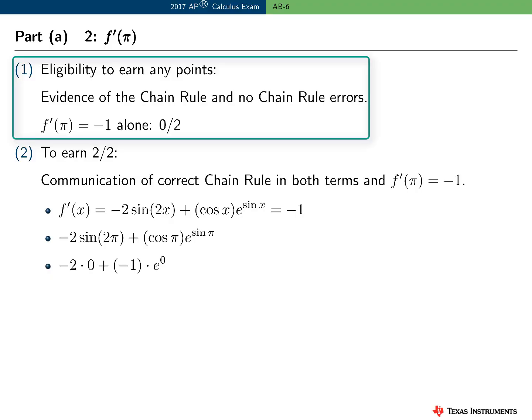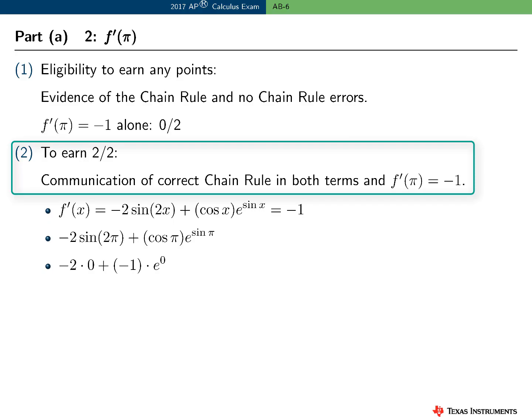The student had to present evidence of the chain rule, and there had to be no chain rule errors in order to earn any points. If a student just presented f prime of pi equals -1, that would be considered a bald answer. And a bald answer is just the answer alone where some supporting work is expected. And in this case, a bald answer received 0 out of the 2 points.